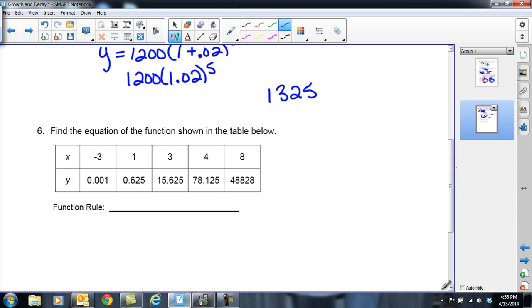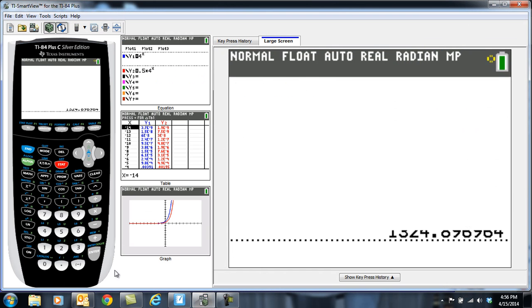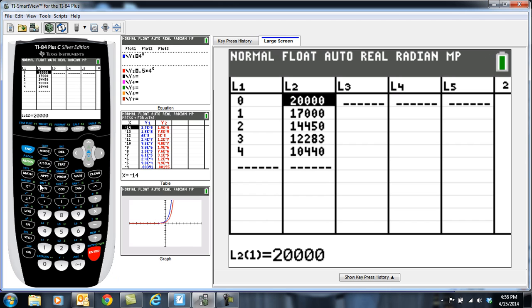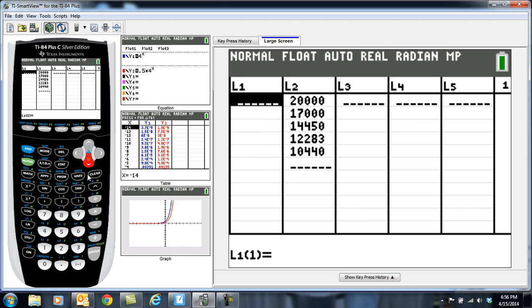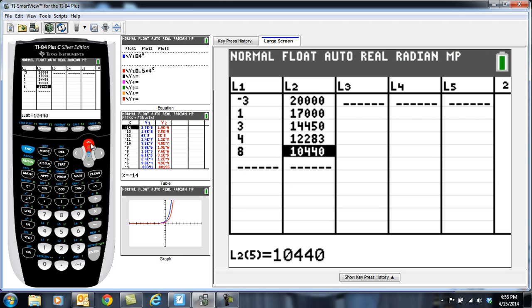Now number 6 just asks you to find the equation of the function shown in the table. This is where we're going to grab our calculator, we're going to go stat edit, and then we're going to do the exponential regression. And so it's going to be the same thing. We're going to enter these values into our calculator. So we're going to go to stat and edit. And then over here in list 1, we'll clear out what was there because we put stuff in there. And so we're going to enter in the ones we have. We have -3, and then we have 1, 3, 4, and 8. And then over here in list 2, we will put our other numbers.